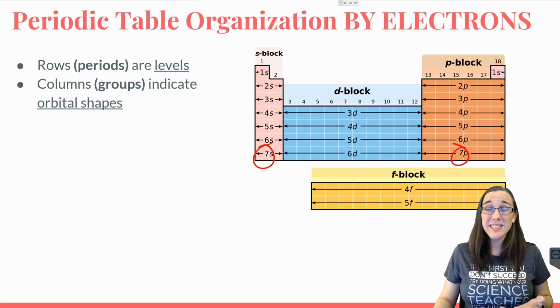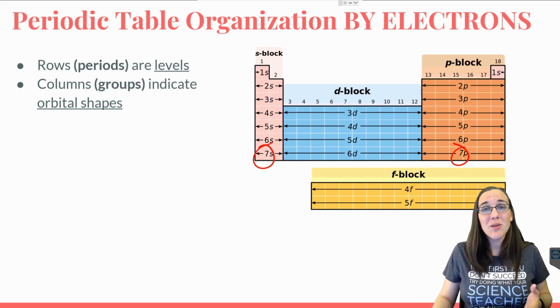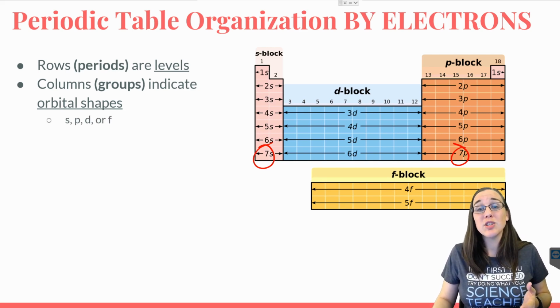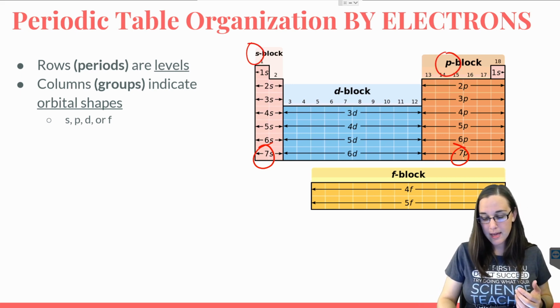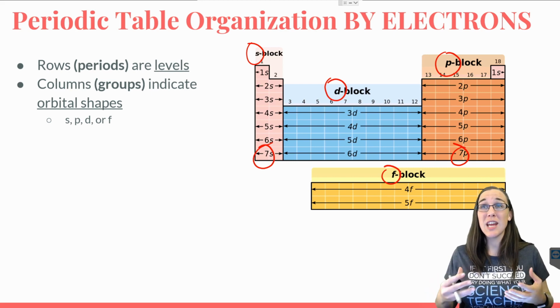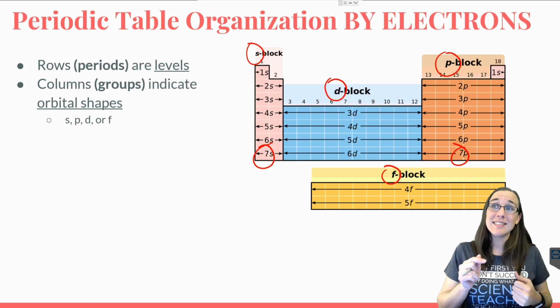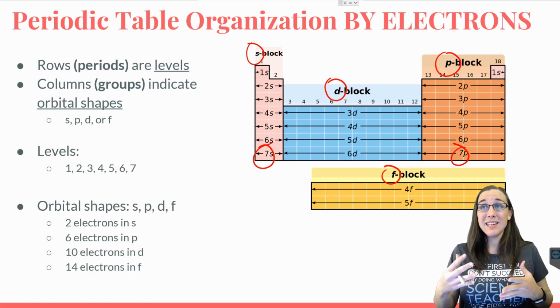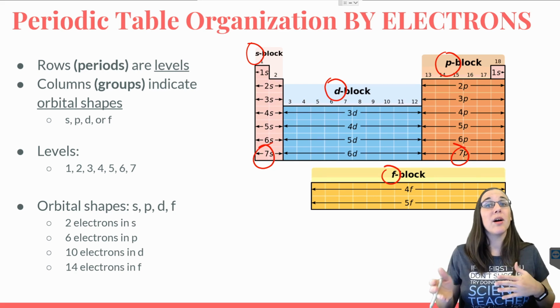The groups now, or the families, are also going to indicate something different in this grouping for electron configurations. They're going to represent the orbital shapes, and those shapes are known as S, P, D, and F. So we have different shapes. Those are different shapes of orbitals, which we'll get to in the next lesson. The important thing to note here is that in the orbitals, you can only house a certain number of electrons.